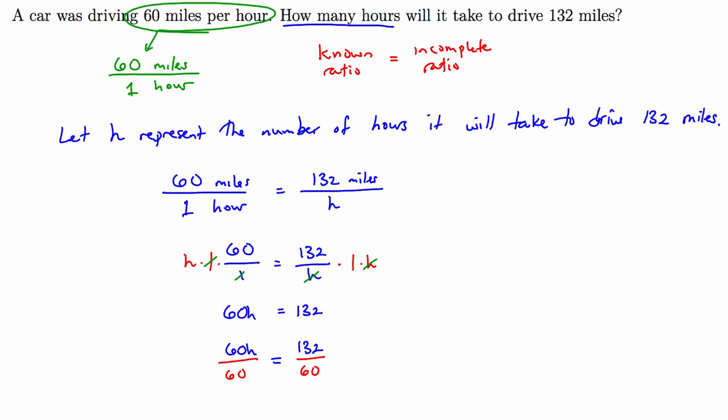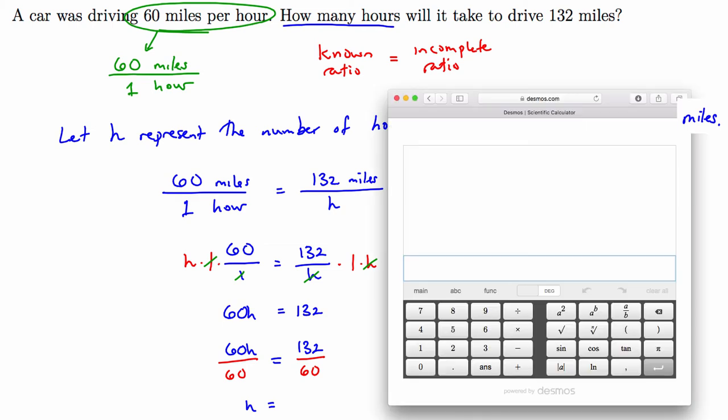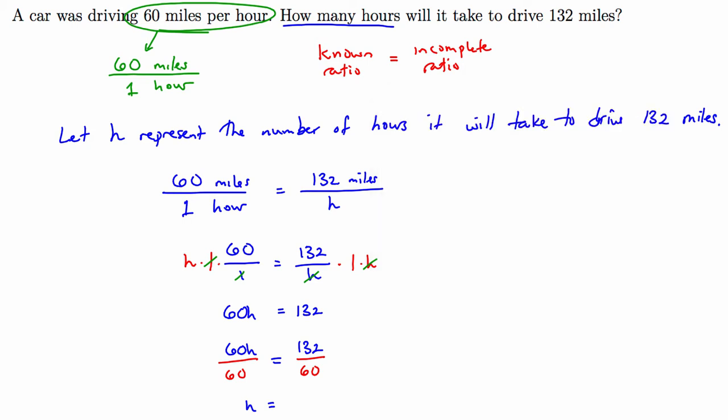The final step is to now divide 132 by 60. Quickly throwing this calculation into my calculator, 132 divided by 60, the calculator returns 2.2. Therefore, we know that h is equal to 2.2.